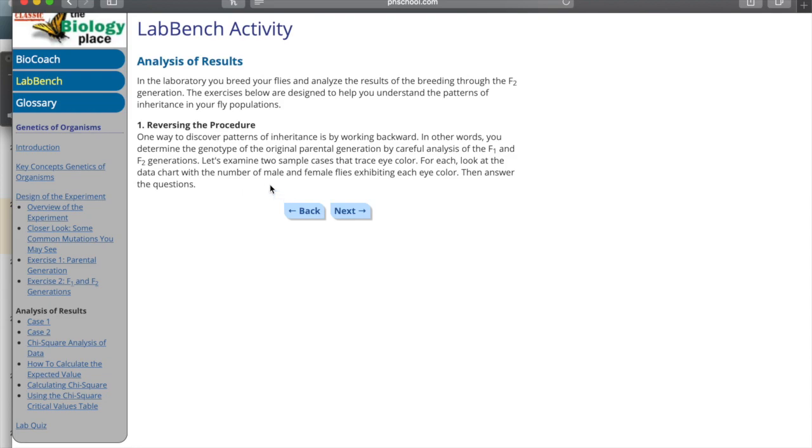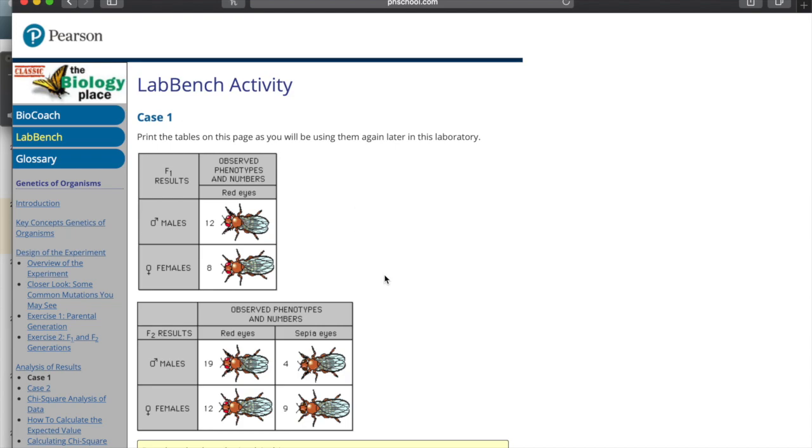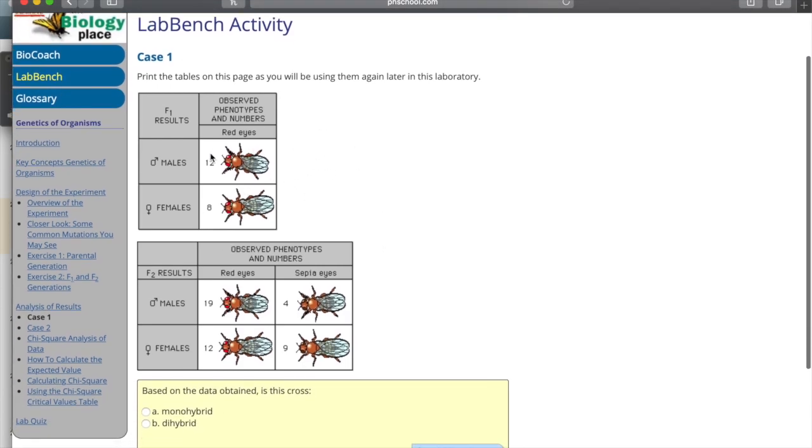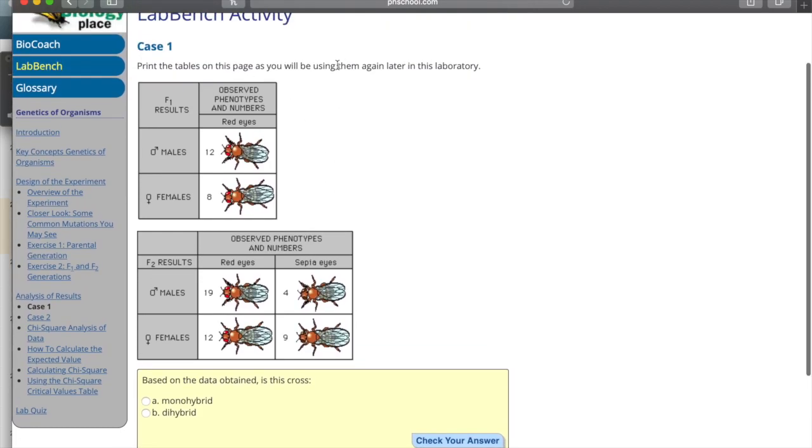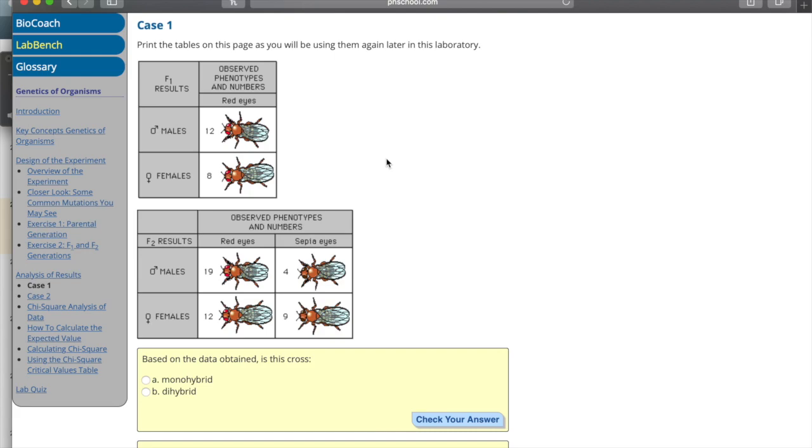For each, look at the data chart with the number of male and female flies exhibiting each eye color, then answer the questions. So here it gives us a nice table of results for our F1 generation. You can print them as well, or you can copy and paste them, screenshot them. They're not super necessary, but it might help you if you really want to keep up with it.